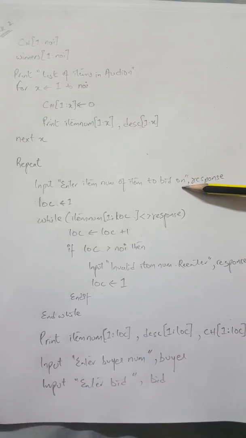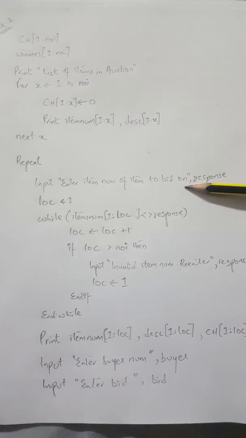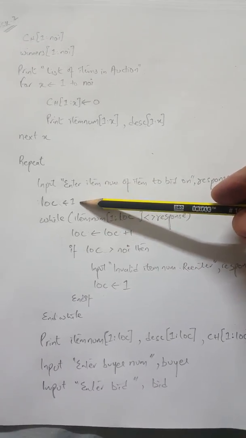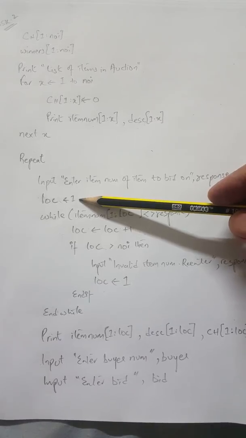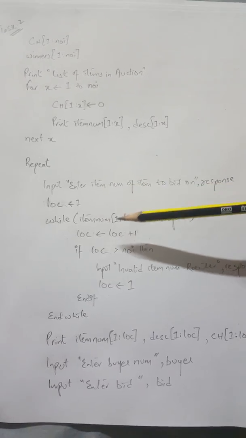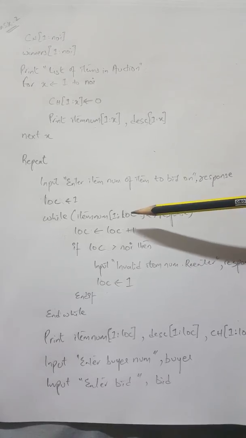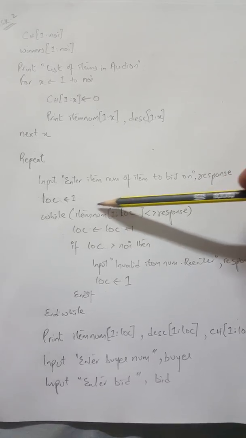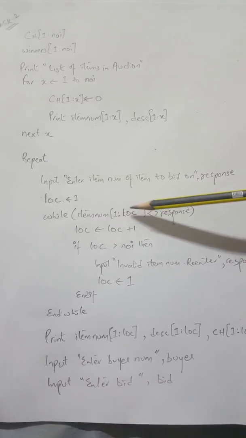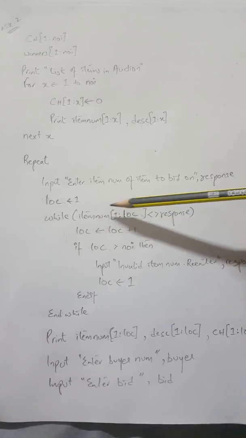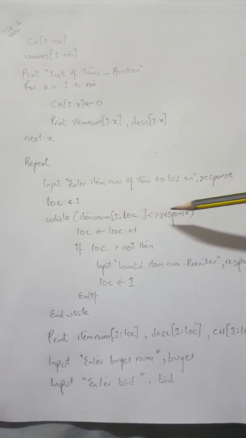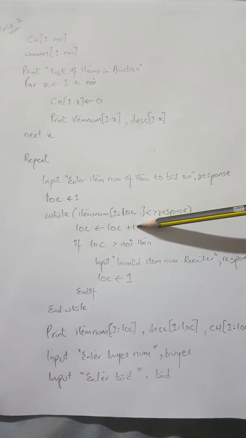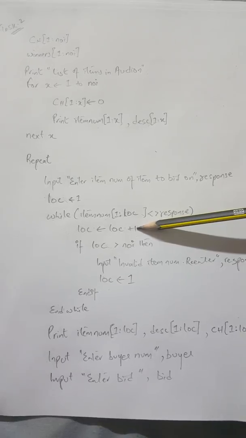उसके बाद I'm getting input from the user. I'm asking the user or the buyer for which item that person wants to bid on, और उसका जो input है वो response में आ रहा है. Then I have this variable called LOC, which would be used to store the location of the item in the array. I'm going to search for that particular item in the array where that particular item number is. So I've used this while loop: while the first value, because LOC is 1, in this item num array is not equal to response, if it's not equal, then increase the value of LOC by 1 so that we can check or compare for the second value in the array.